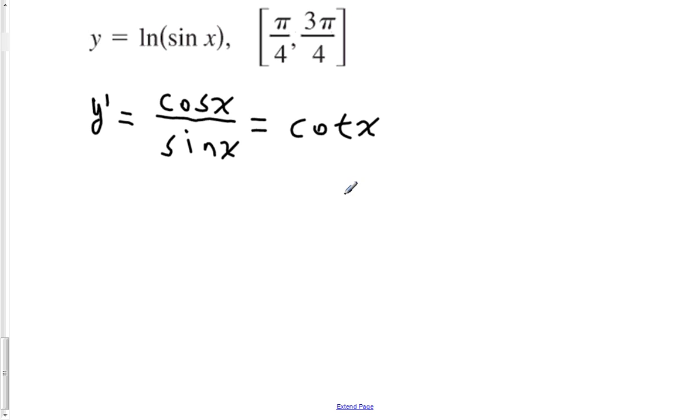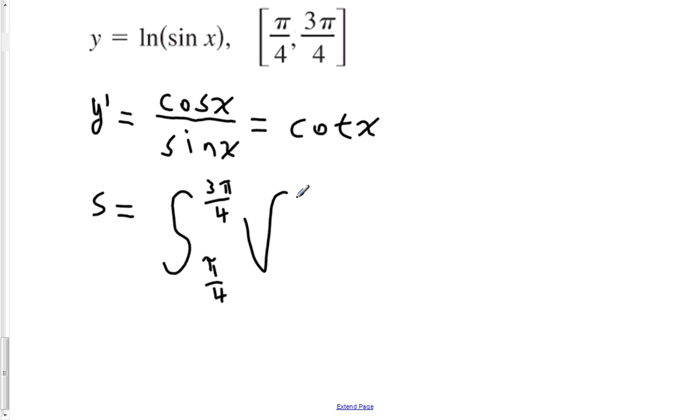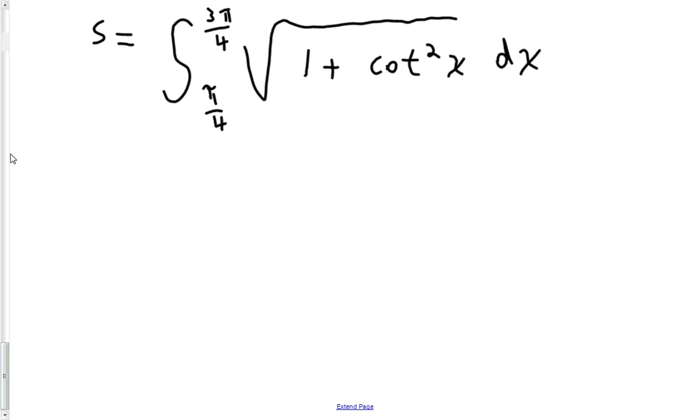And now we're going to plug that into our arc length formula. So the arc length is going to be the integral from pi over 4 to 3 pi over 4. And we're integrating the square root of 1 plus, and then y prime is the cotangent, so this is the cotangent squared of x dx. All right, so this is going to give us our arc length. So this is the integral that we are going to be calculating.